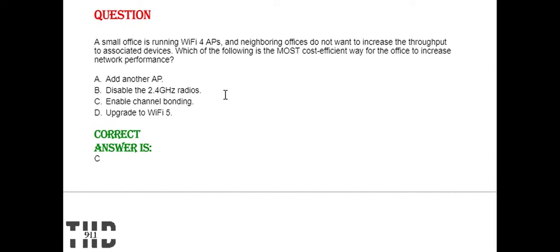A small office is running Wi-Fi 4 APs, and neighboring offices do not want to increase the throughput to associated devices. Which of the following is the most cost efficient way for the office to increase network performance? Option A, add another AP. Option B, disable the 2.4 GHz radios. Option C, enable channel bonding. Option D, upgrade to Wi-Fi 5. The correct answer is option C.